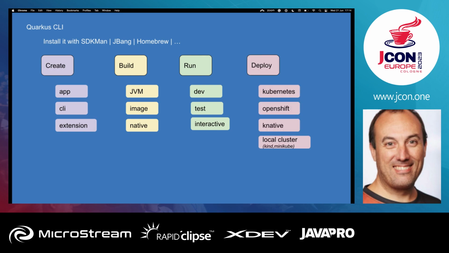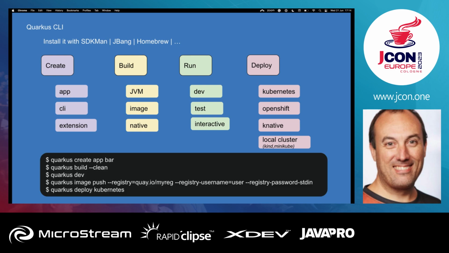And you can even deploy the application directly. You simply say Quarkus deploy, where? Kubernetes, OpenShift, Knative, or even a local cluster if you're using Kind or Minikube. And Quarkus will create the deployment YAMLs and will deploy it in the cluster. The command line is easy: Quarkus create app, Quarkus build, Quarkus dev. It's very easy to handle the application, and then you just focus on coding.